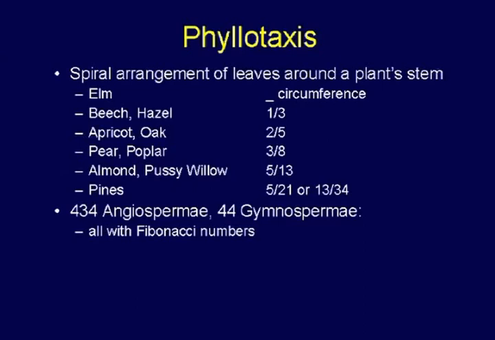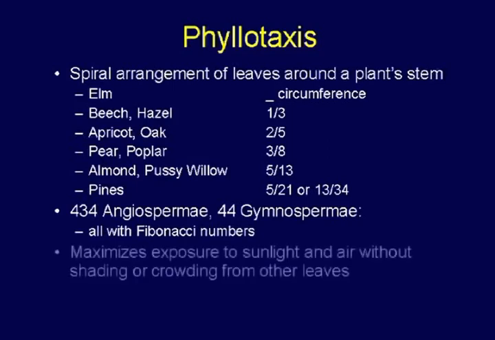Now, first of all, they discovered this, and that was bizarre because you'll never find a number that's not in the Fibonacci sequence, which is weird. Out of 434 angiosperm and 44 gymnosperms, they all have Fibonacci numbers in their design. And scientists have discovered that maximizes the exposure to sunlight and air without shading or crowding from the other leaves. Depends on the nature of the leaves. So this is a result of very skillful design, but the design is motivated in part by beauty.